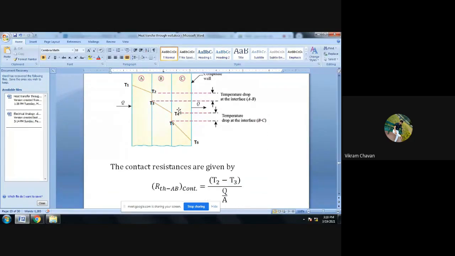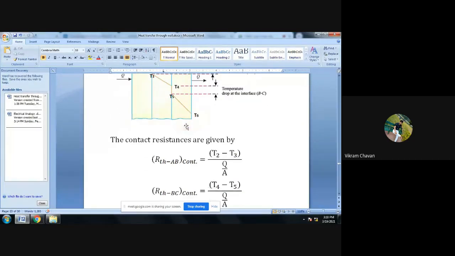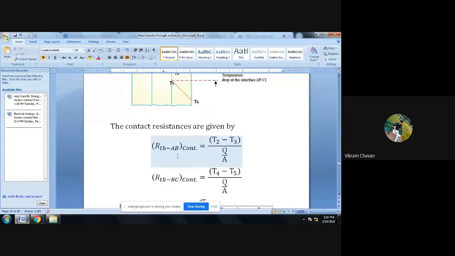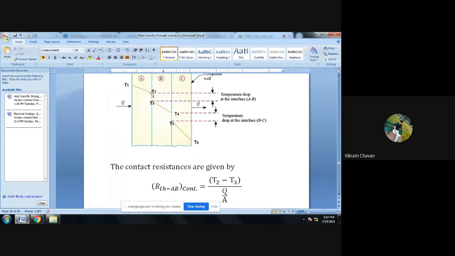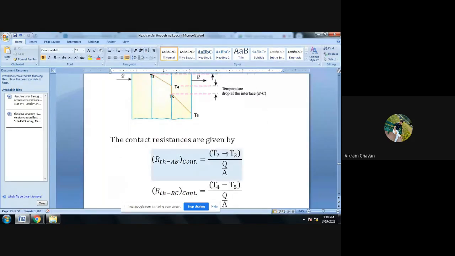The contact resistance is given by R_TH,AB, the contact resistance, equal to the temperature drop between the two walls, that is T2 minus T3. Here T2 minus T3 is the temperature drop at the interface between A and B, divided by Q divided by area. So that will provide you the thermal contact resistance between the A and B wall.